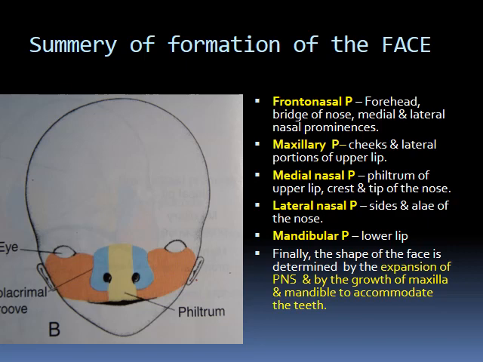The maxillary process, which is a part of the first pharyngeal arch, will form the cheeks and lateral portions of the upper lip. The medial nasal process, which fuses with development, forms the philtrum part of the upper lip, the crest and tip of the nose. The lateral nasal process forms the sides of the nose as well as the ala of the nose. And the two mandibular processes will fuse in the midline and form the entire lower lip.